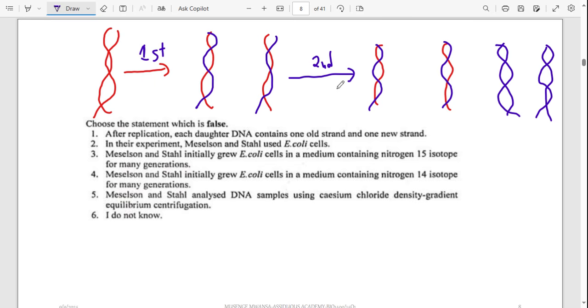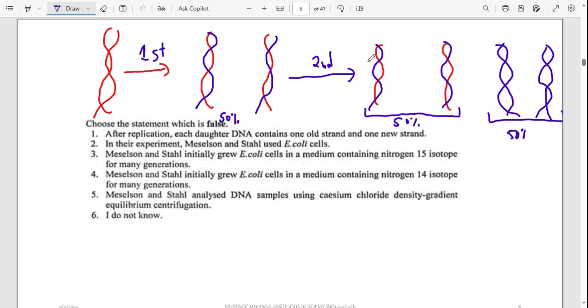So you can even work this out in terms of percentages. You can see that after the first division, you have got 50% old and 50% new. In other words, you only have hybrid, so it is 100% hybrid. Hybrid means a combination of old and new. But after a second replication, you have got these two that are hybrids, which have new and old. So 50% hybrid and then 50% new.